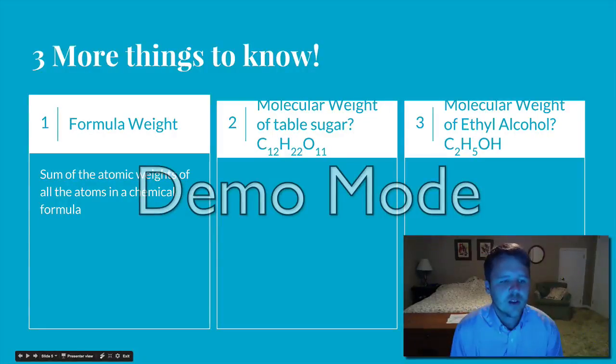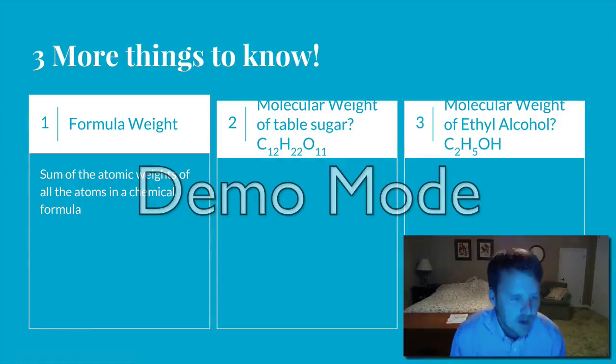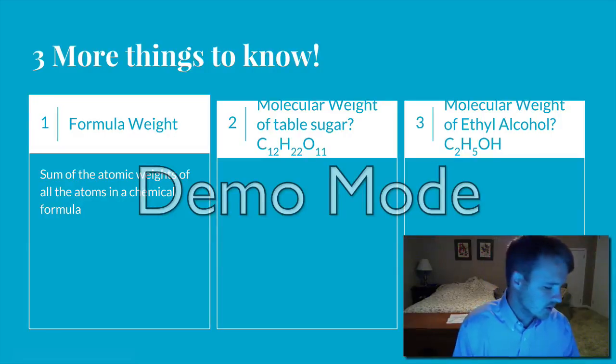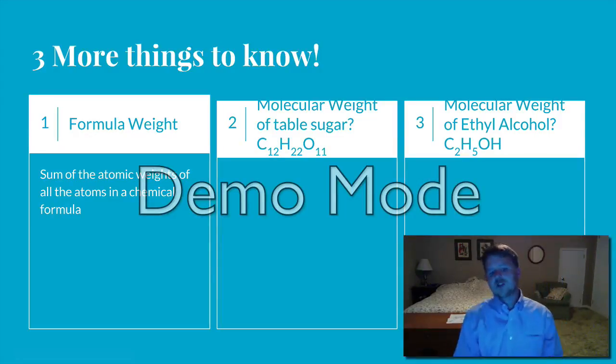So, three more things to know. The formula weight is the sum of the atomic weights of all the atoms in a chemical formula. So what is the molecular weight of table sugar? Well, first off, we're going to have to look up the atomic weights of each one. Hydrogen is 1, carbon is 12, and oxygen is 16.